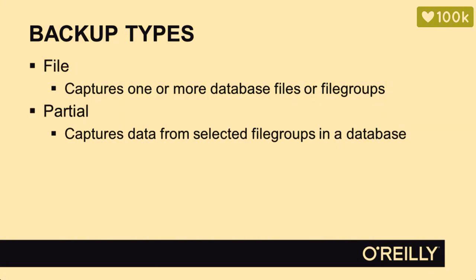File backup is where we capture one or more database files or file groups. A close cousin to this is what's called a partial backup, where we capture data from selected file groups in a database. So as you can tell, you've got a lot of options, and these are the 6 most common things. Again, they're the ones that are listed explicitly in Microsoft documentation, and there is a little bit of crossover, like with file and partial. There are technical differences. Just make sure you're generally aware of these. Watch for these in scenarios on the exam, and just understand how they relate to each other, and you'll do just fine.